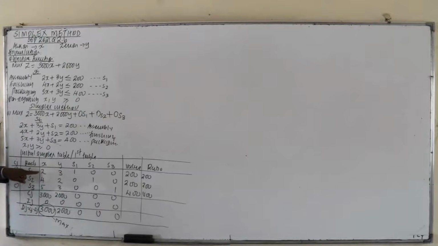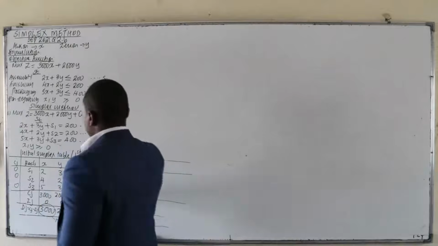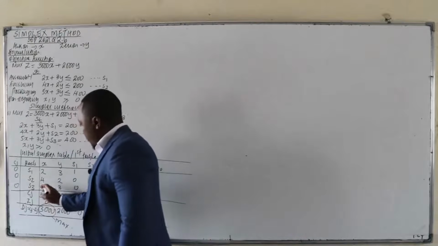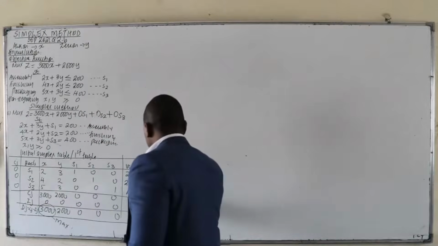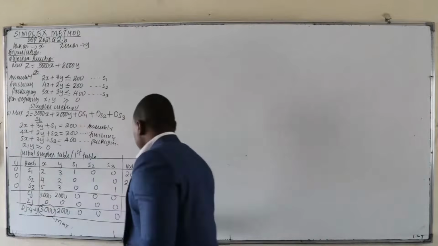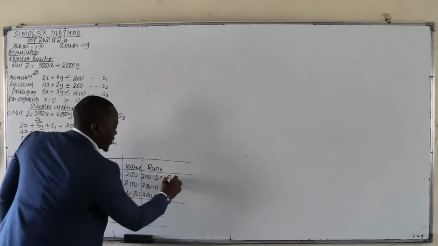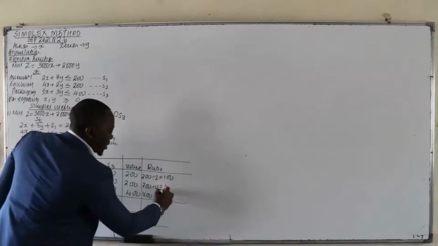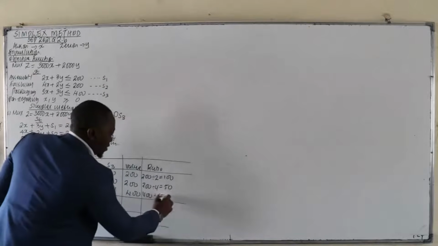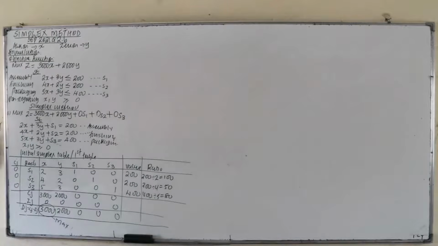For example, the first one, you divide by 2. For S2, where you have the maximum, the element is 4, so you divide by 4. For S3, the element is 5, so you divide by 5. That's how you get the ratio. So this is 100. This one you get 50. This one you get 80. That was the point I was trying to explain.